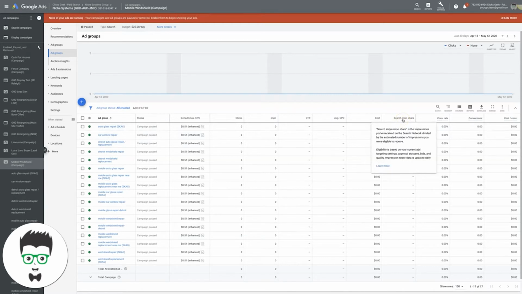Search impression share is the impressions you received on the search network divided by the estimated number of impressions you were eligible to receive. So basically it's a percentage. Out of 100%, let's say our search impression share is 50%. That means half of the time our ads are showing for all of our eligible keywords, usually because we're not bidding high enough and winning auctions. Ideally you want to be as close to 100% as possible.